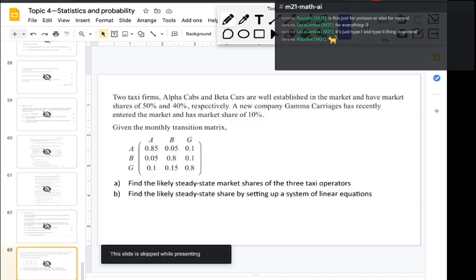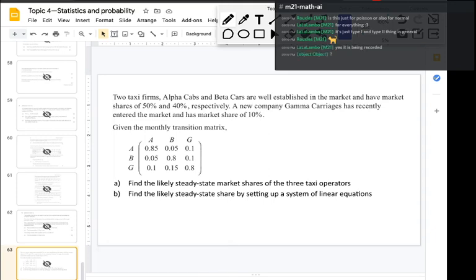Next, we have transition matrices. Two taxi firms, Alpha Cabs and Beta Cars, are well established in the market and have market shares of 50% and 40% respectively. A new company, Gamma Carriages, has recently entered the market and has a market share of 10%. Given the monthly transition matrix ABG, find the likely steady state market shares of the three taxi operators.